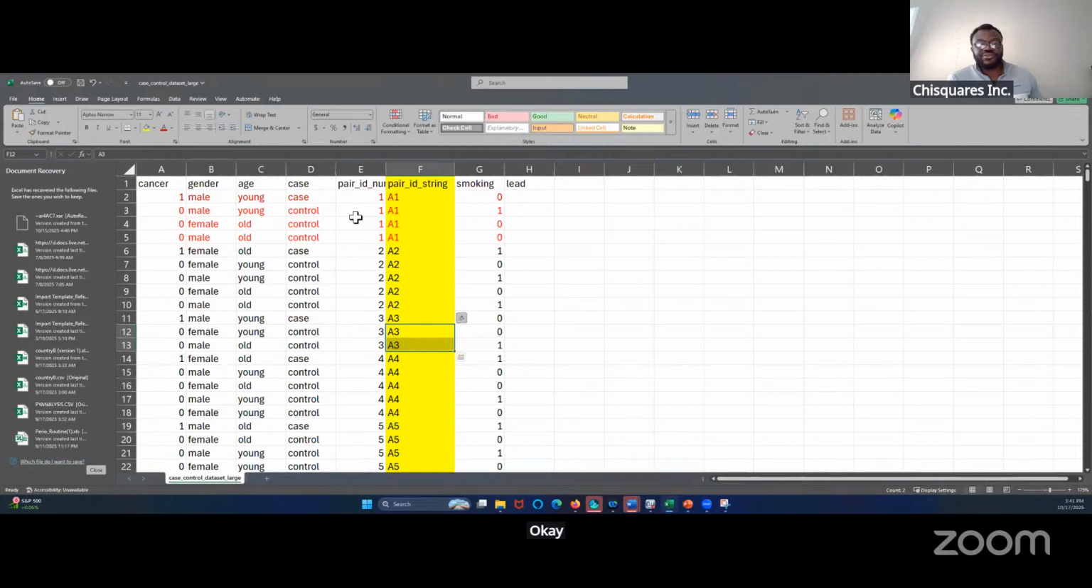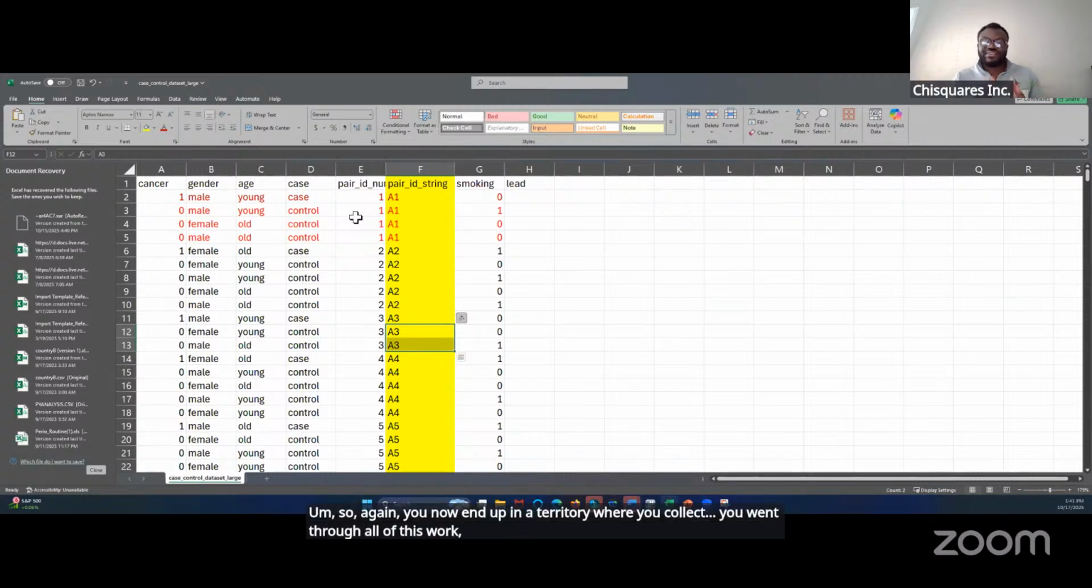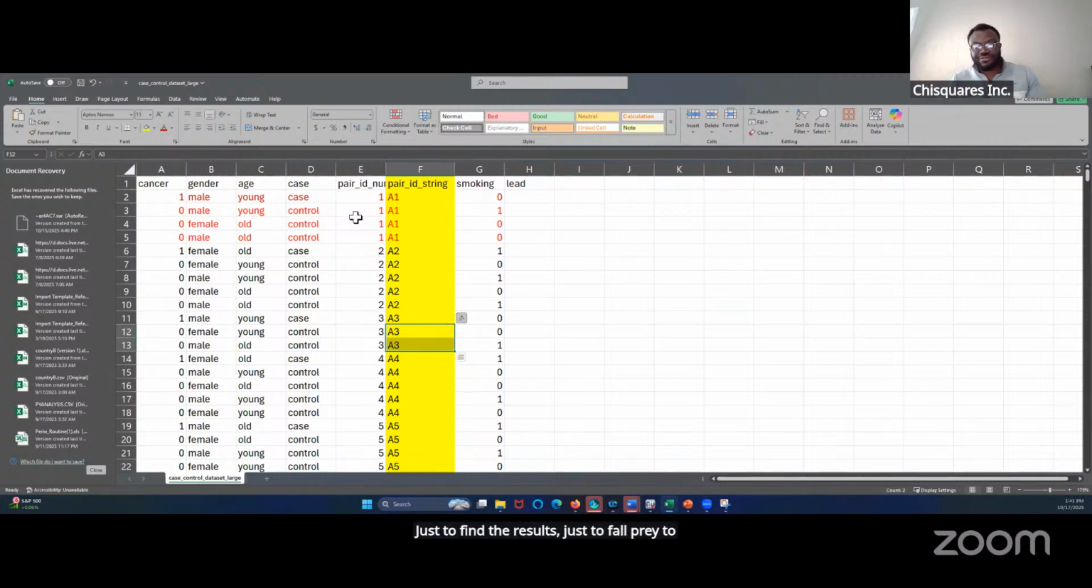To be clear, we're not saying it's bad. One-to-one is fine. We're just saying that there's a risk that you end up with concordant pairs. When you end up with concordant pairs, that pair is not used in analysis. So you end up in a territory where you went through all of this work just to fall prey to type 2 error.